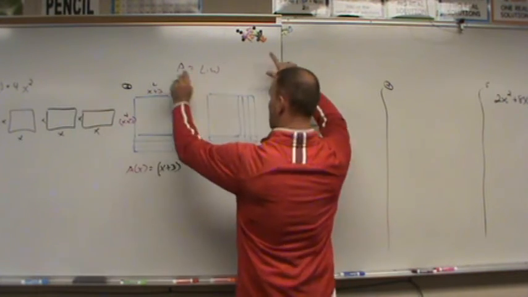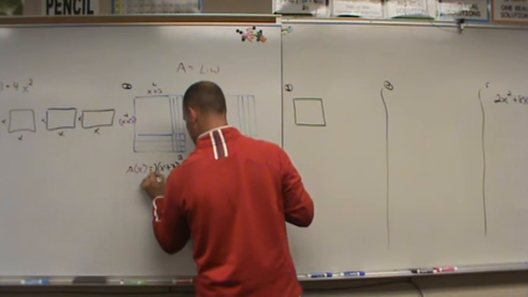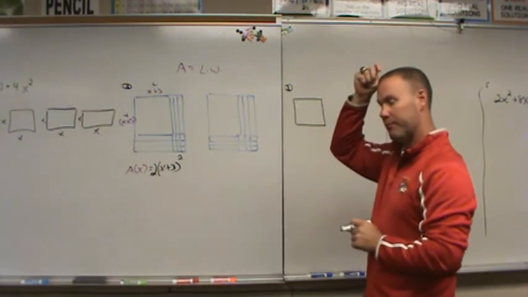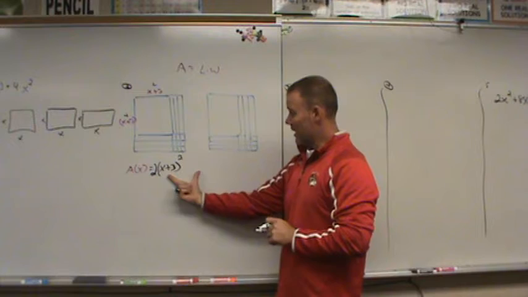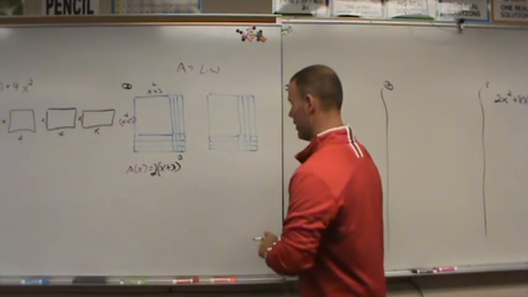But what about the model as a whole? How many models do I have? I have 2. So therefore I put a 2 out front. So this is an area model for the entire diagram.